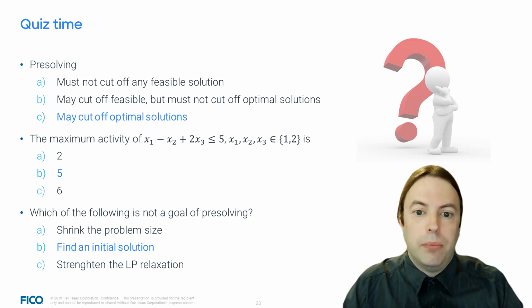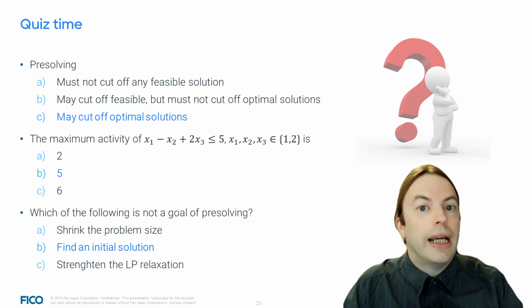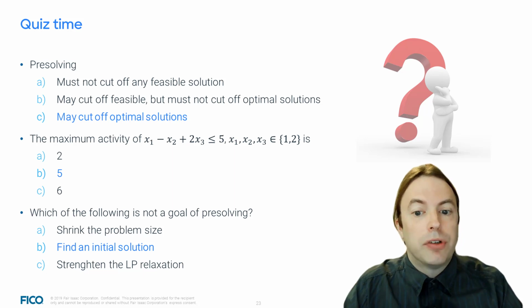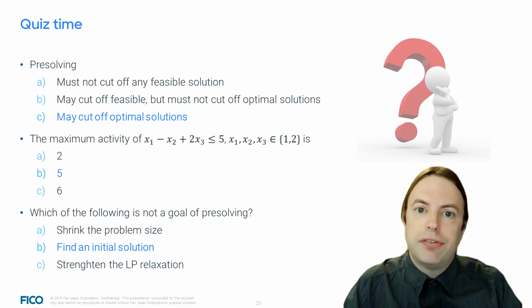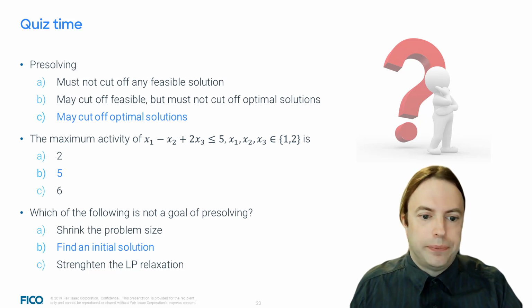First question. Presolving, indeed, may cut off optimal solutions. Dual presolving methods might do this. It must only ensure that at least one optimal solution is preserved. Second question. The maximum activity of this constraint is 5. And third question. Which of the following is not the goal of presolving? That's finding an initial solution. This is the task of primal heuristics.